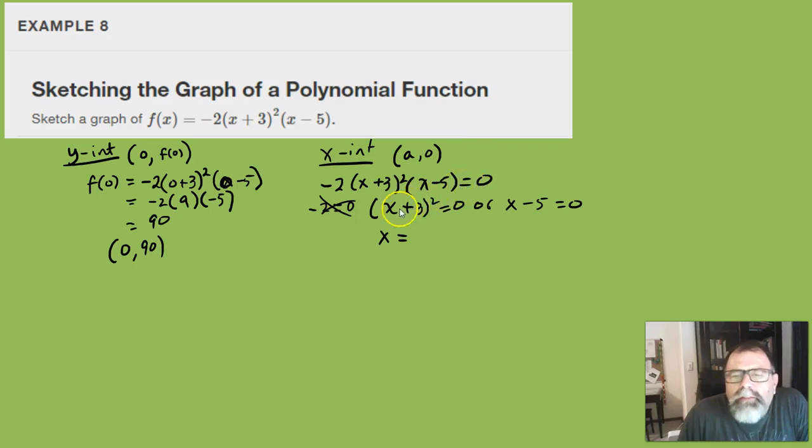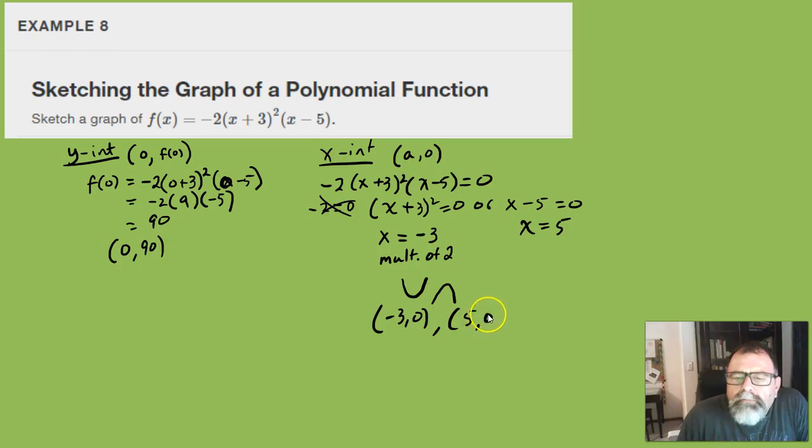We square root both sides. x plus 3 equals 0. And then you're going to subtract 3. But we want to note this has a multiplicity of 2. So at x equals negative 3, we're going to get the parabola shape, whether it's coming from the bottom or the top. It's going to be one of these two. Okay? And then x equals 5. So we got negative 3, 0, and 5, 0. Okay, so those are our intercepts.